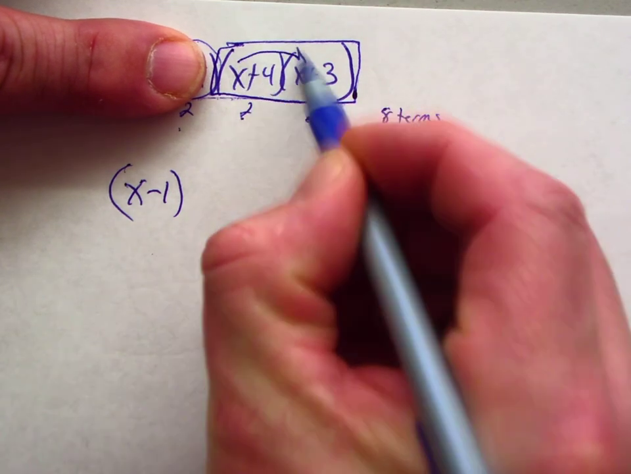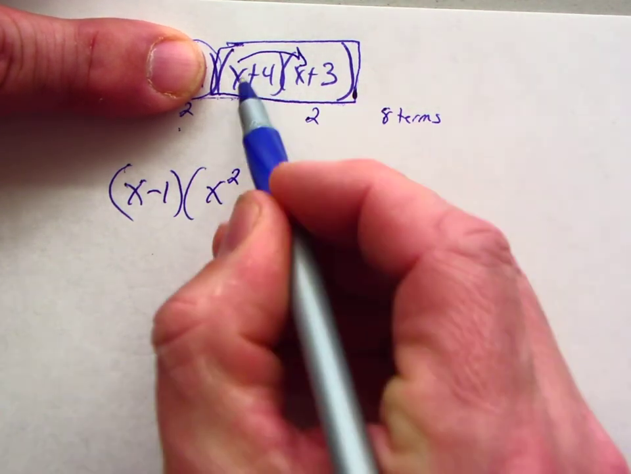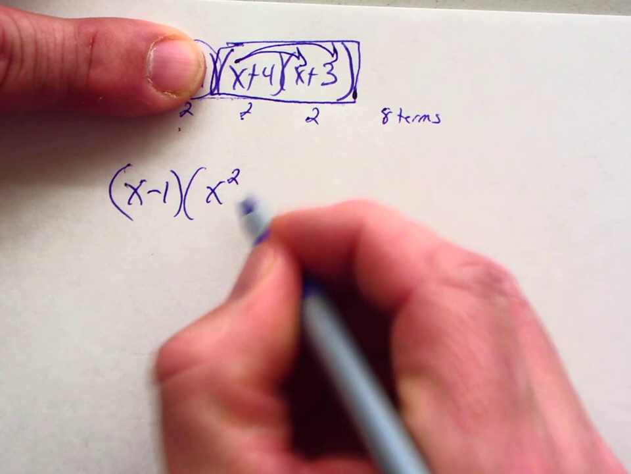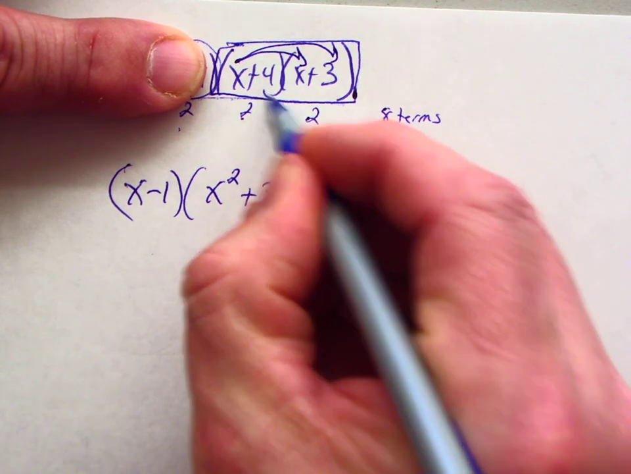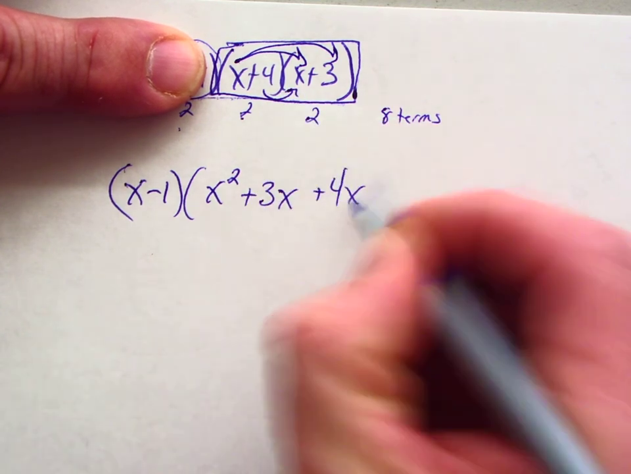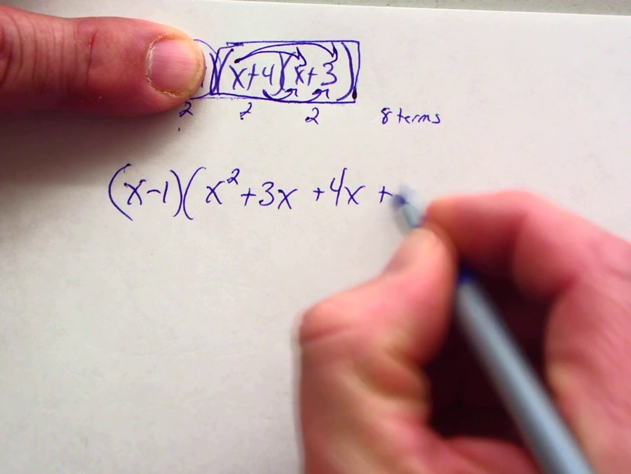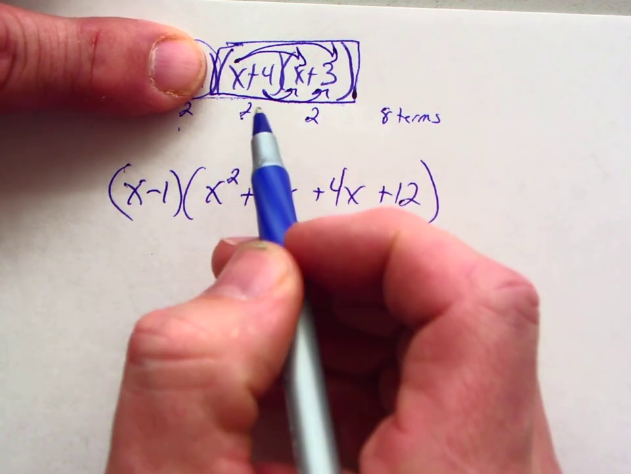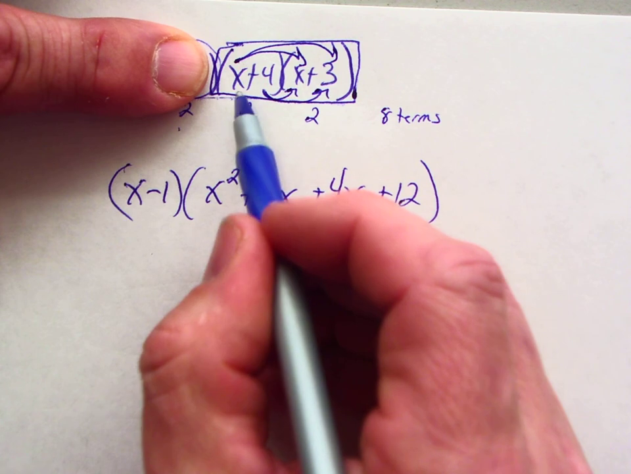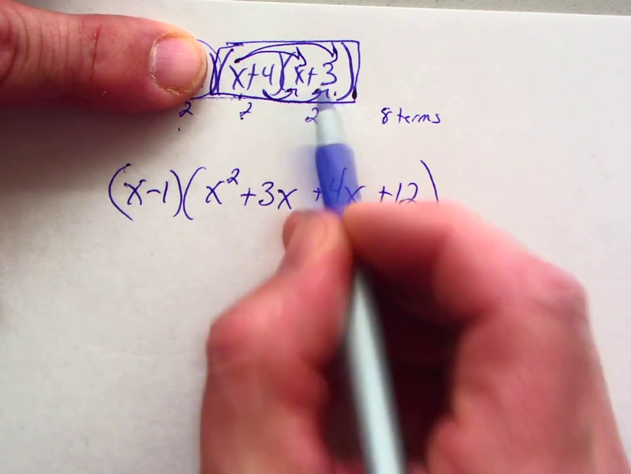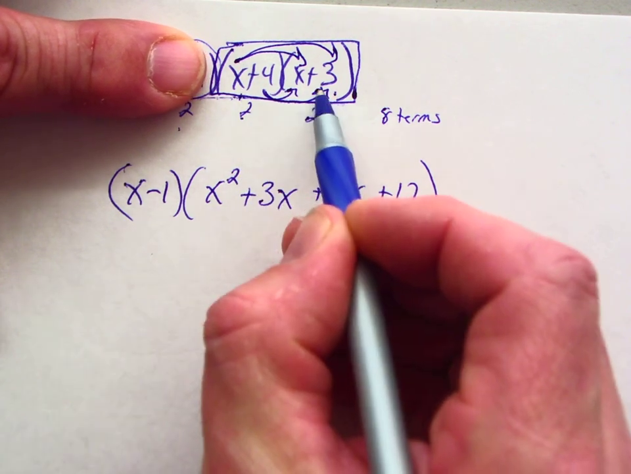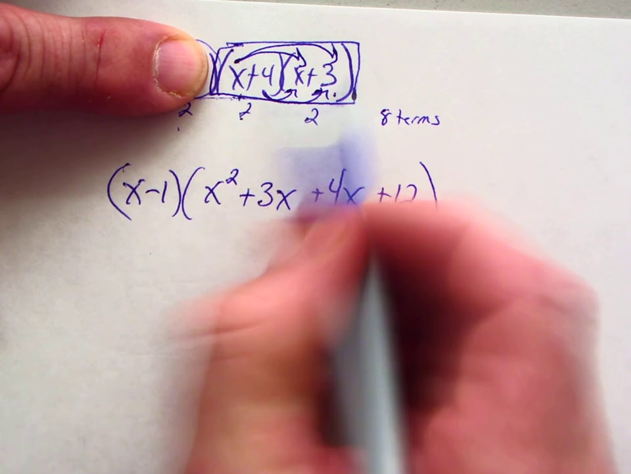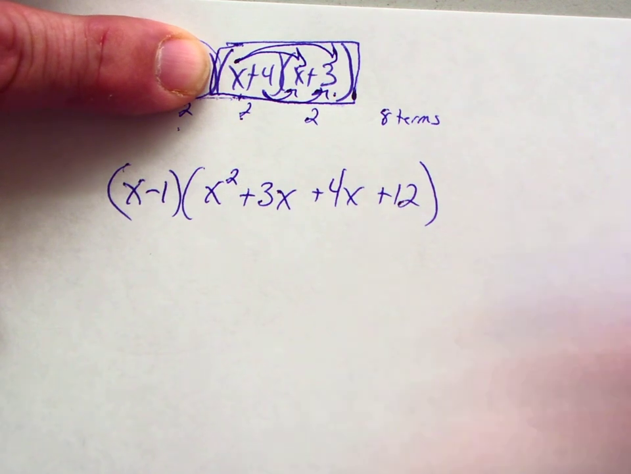I'm going to do x times x is x squared. Then x times 3 is 3x. Then 4 times x is 4x. And then 4 times 3 is 12. I use FOIL here because I have a 2-term times a 2-term, so I use FOIL. All right, so that should be somewhat familiar with you already.